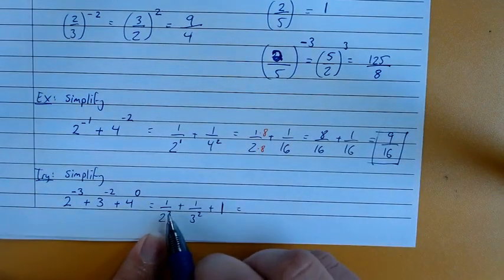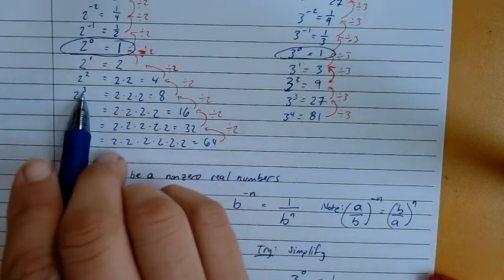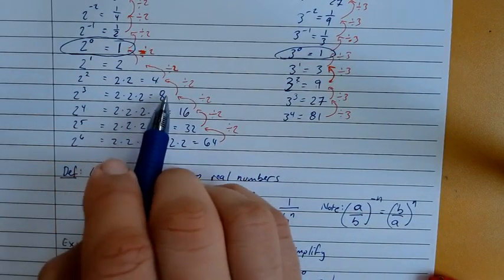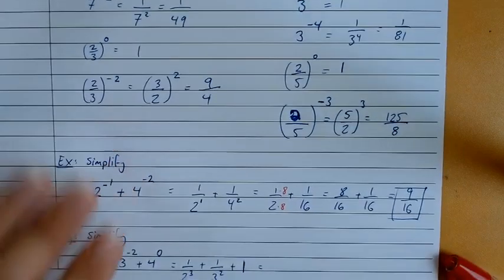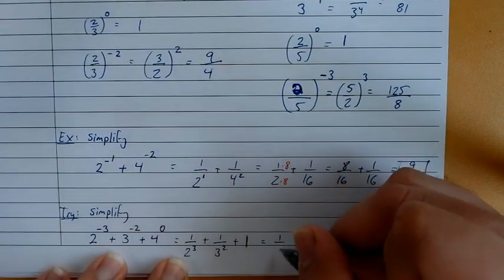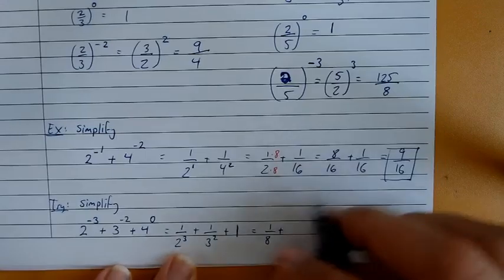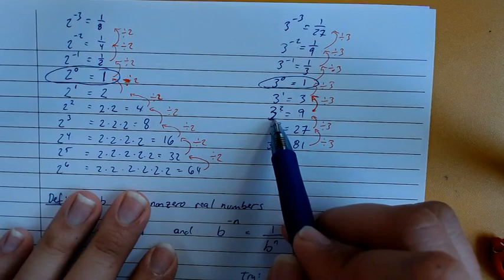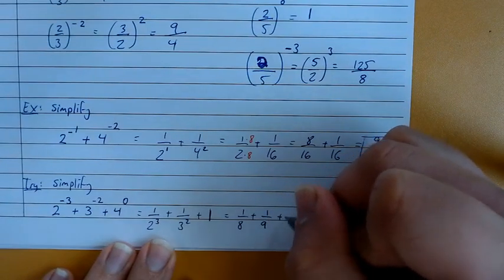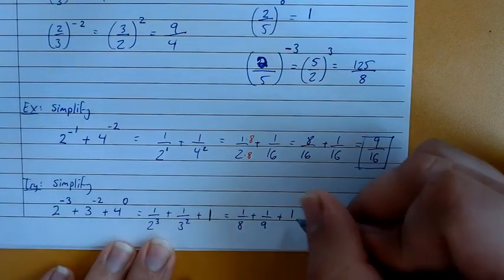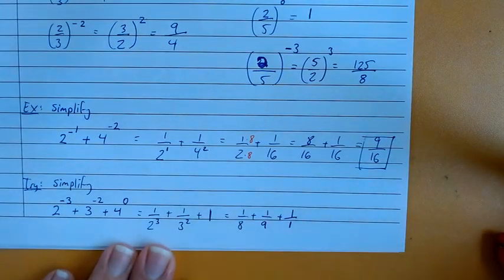Here, this denominator, 2 to the third, 2 times 2 times 2, that's the number 8. So that's 1 over 8 plus 3 to the second. That's 3 times 3. That's 9. Plus the number 1, which, since we're adding fractions, I'll write this as 1 over 1. That way they all have a denominator.